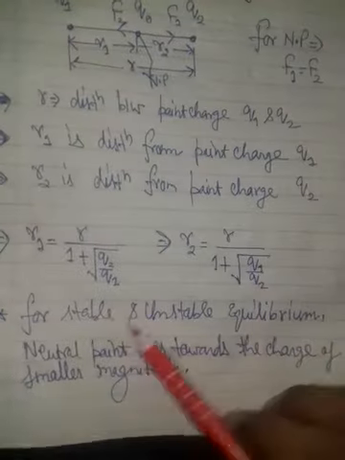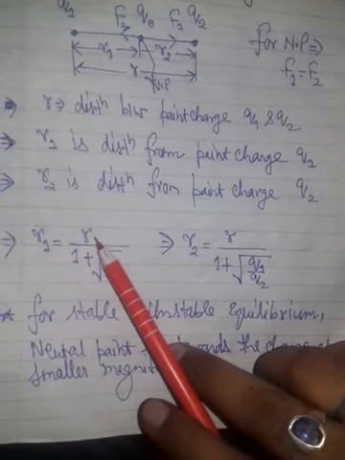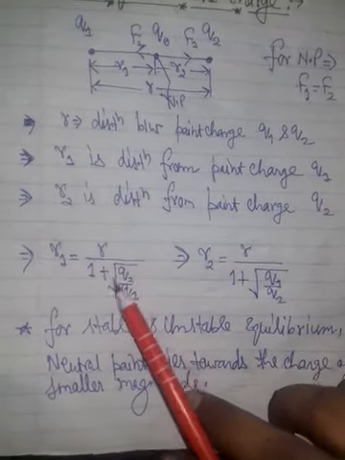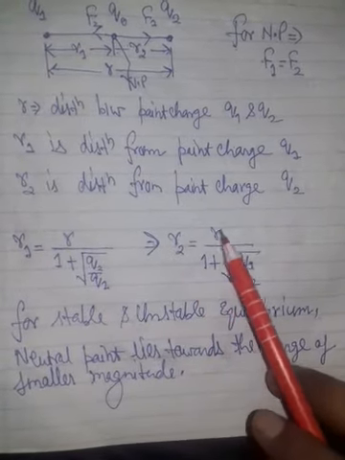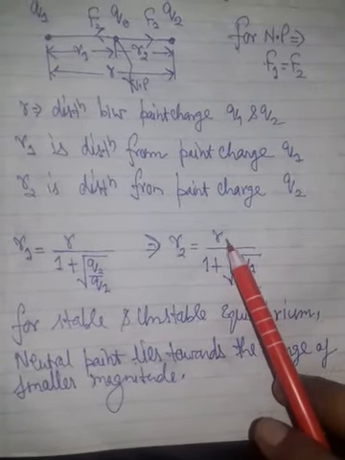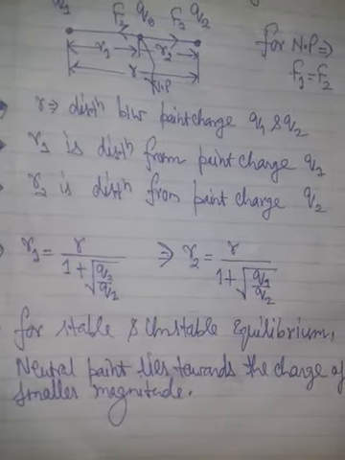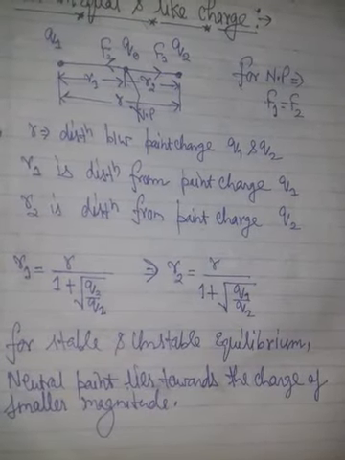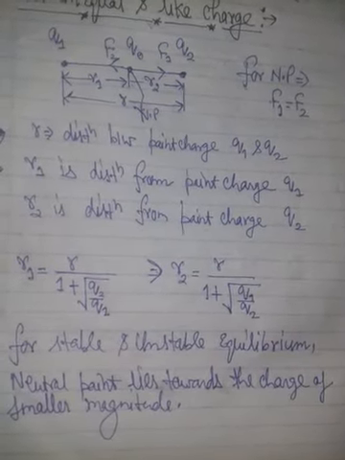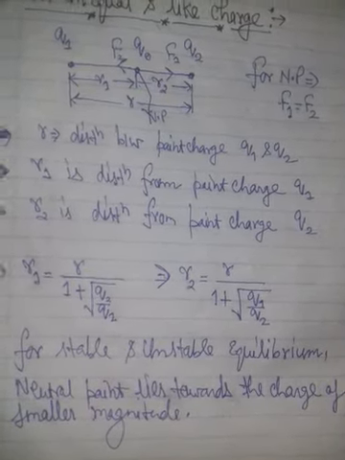By solving these values, r1 equals R, the distance between q1 and q2, divided by 1 plus root q2 upon q1, and r2 equals R divided by 1 plus root q1 by q2. For stable and unstable equilibrium, the neutral point lies toward the smaller charge. In this equation, q1 is the greater charge and q2 is the smaller.